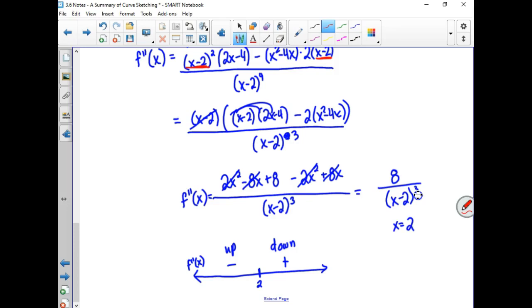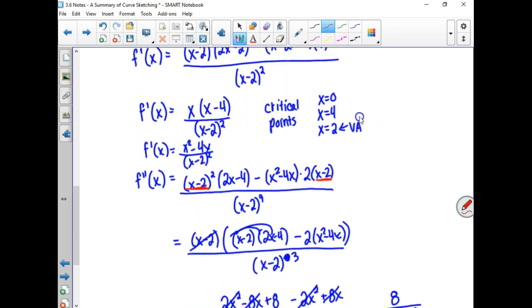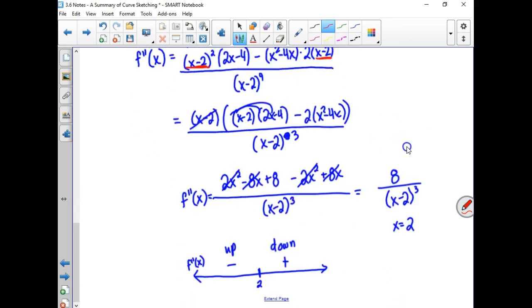Also, I had possible maximum and minimum points I need to check, right? Those critical points were 0 and 4. So, it would be concave down, and then up.